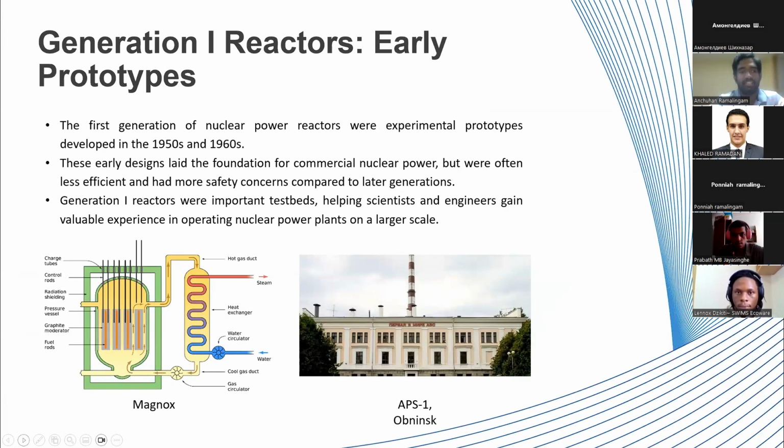Generation 1 reactors, the early prototypes. These were designed in the 1950s and 60s. They were the foundation of commercial nuclear power, but they were less efficient and non-sustainable reactors. These were the test beds used to build the more commercial reactors in the future. In this example, you can see a Magnox reactor, which was built in the UK, and APS-1, the first commercially built reactor connected to the grid, in Obninsk, Russia. Next slide, please.